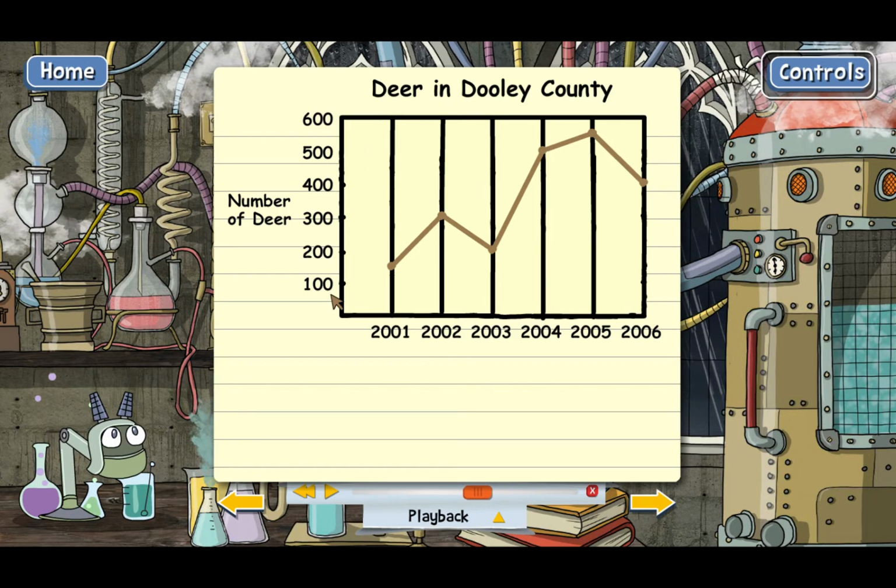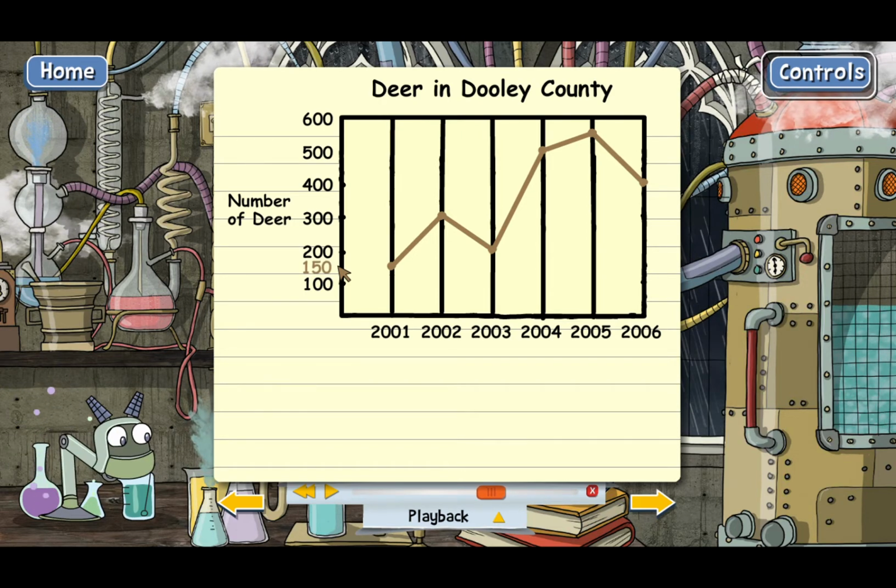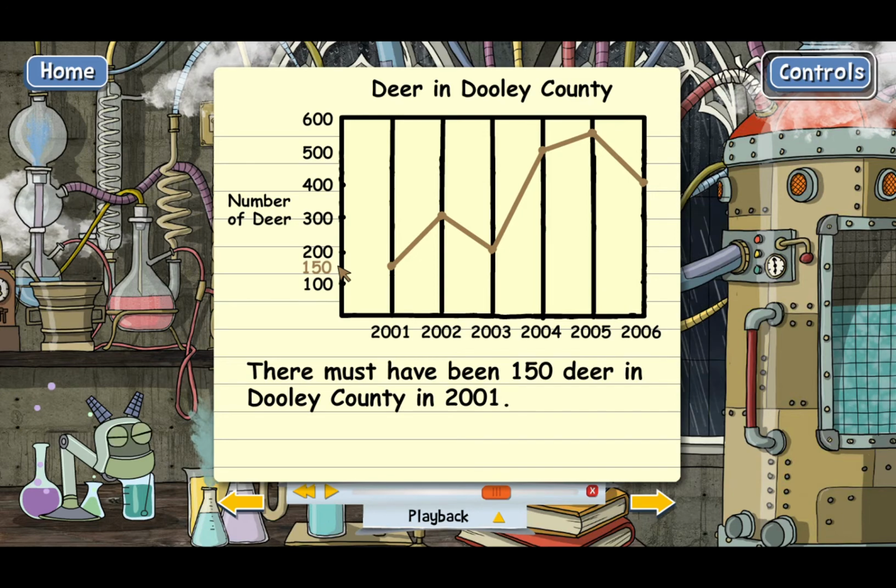To figure out how many deer were in the county in 2001, you just go to the bottom to where 2001 is, then go up to the dot, and then look to the left directly across from the dot. That takes you to 150. The reason I know it's 150 is that it's halfway between 100 and 200. So there must have been 150 deer in Dooley County in 2001. That's the way you read a line graph.